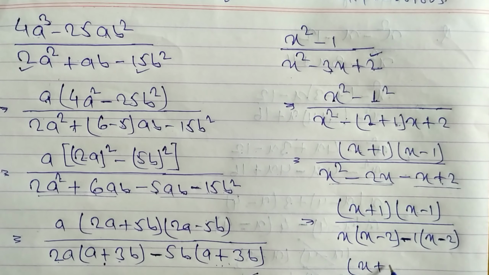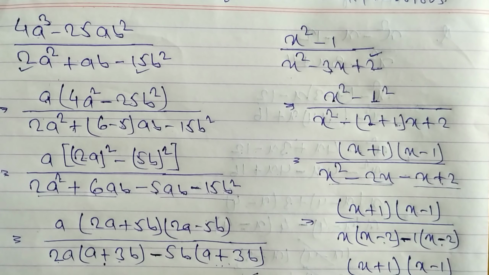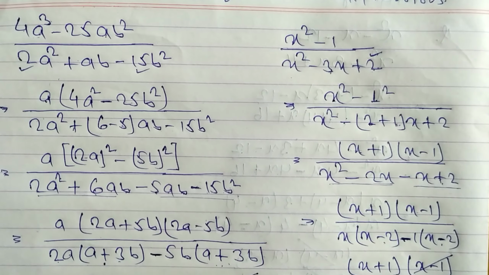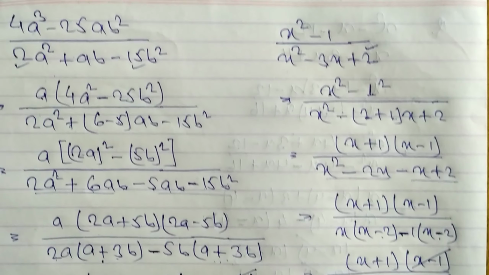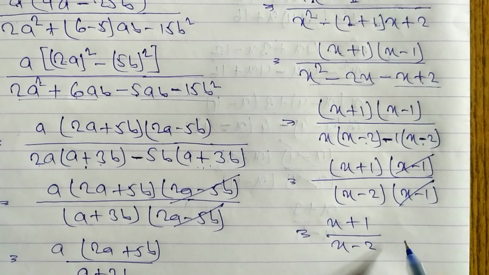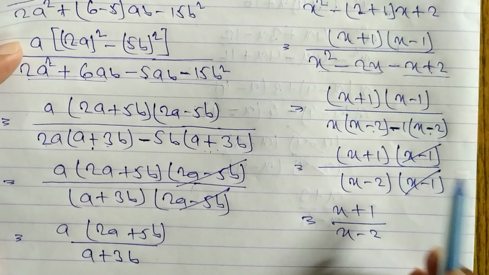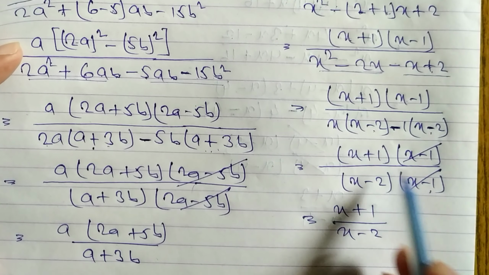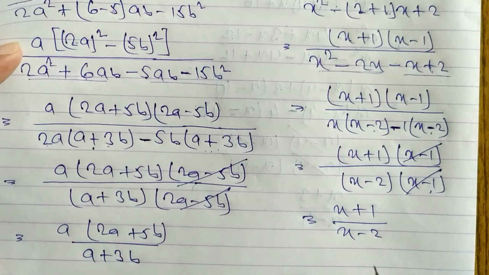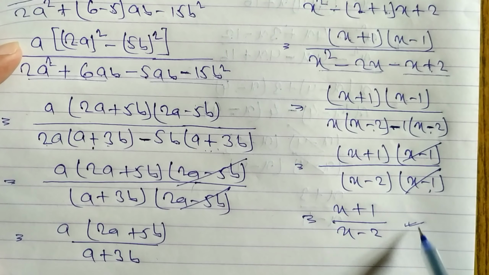So here we can write x plus 1, x minus 1, and here x minus 2, x minus 2, we can write x minus 2 common, remaining x minus 1, so x minus 1. This and this cancel, and the remaining is x plus 1 by x minus 2. Hope you understand this question. So this one is the answer.